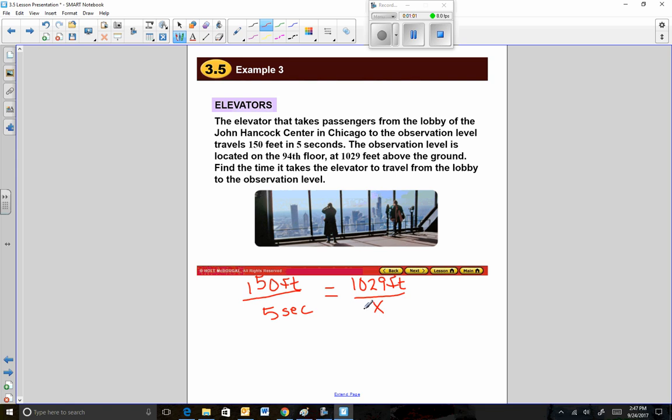Because it should continue at a steady speed, we could assume that we can make it proportional. So for every 150 feet, it goes 5 seconds. If it went 1,029 feet, it would take a certain amount of time, but it should be proportional because it should go at a steady rate. So we cross multiply: 150 times x, we get 150x, equals 5 times 1,029. And I'm going to switch to the next page.